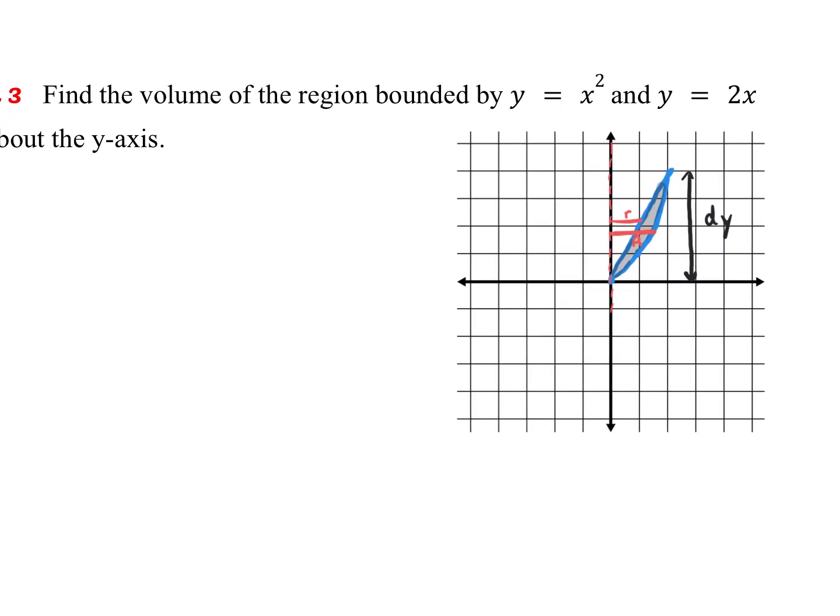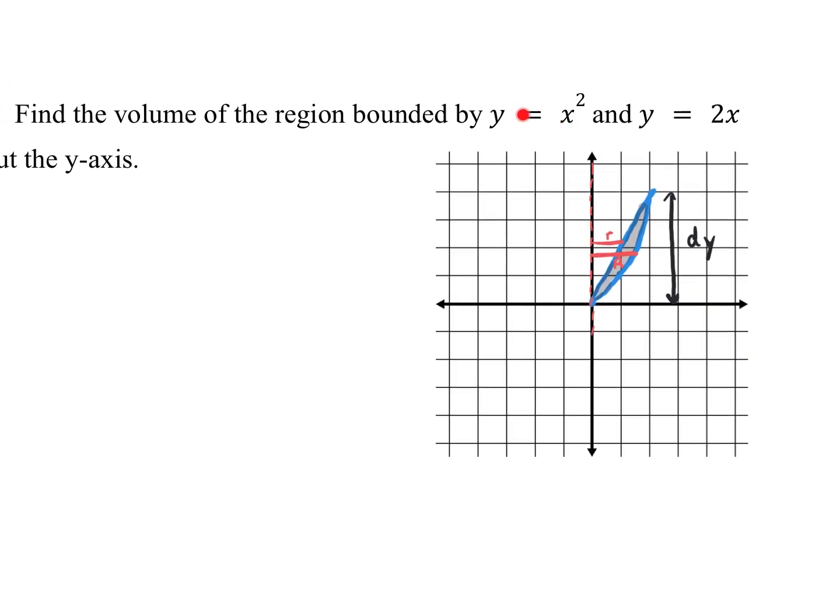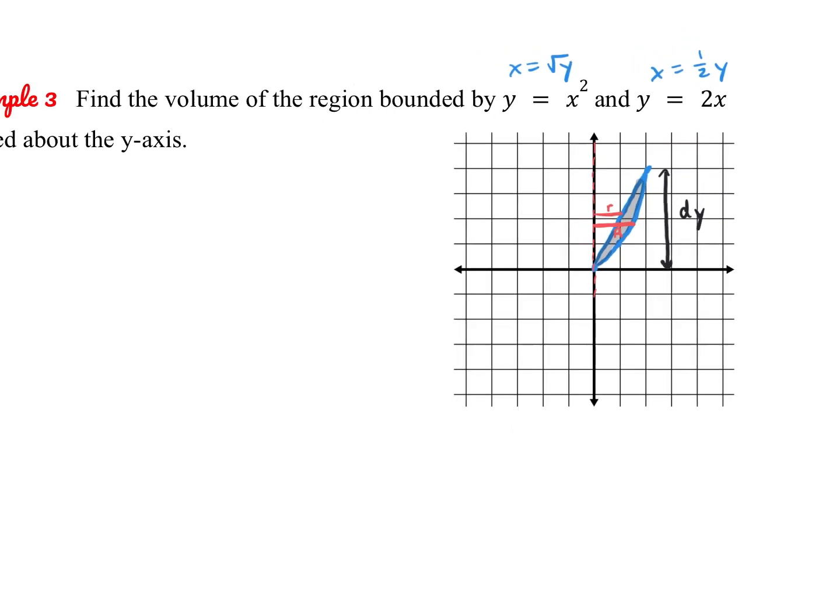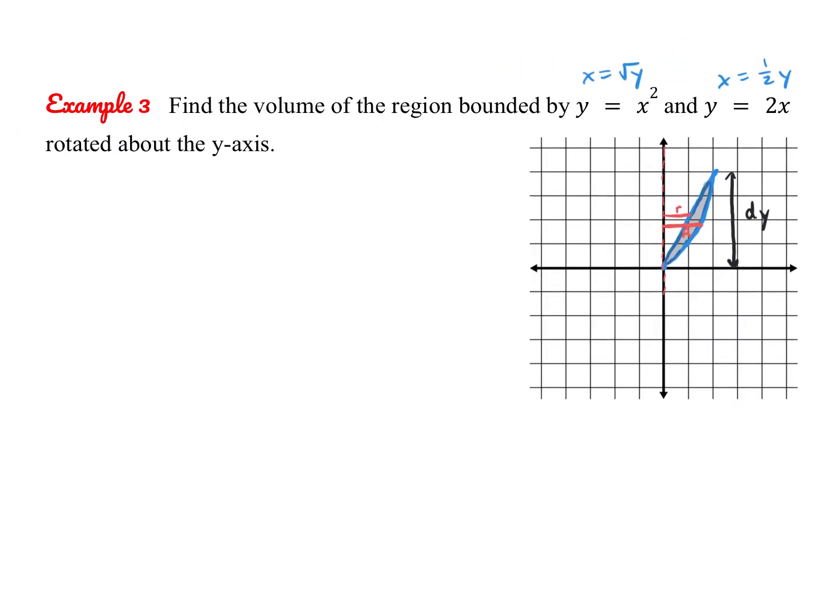That means that my equations also need to be with respect to y, which they're not. So we can fix that really quick. We can say x equals the square root of y, and it'll just be the positive square root of y because I'm just working with the positive half of this graph. And then we have x equals 1/2 y. So now both of my equations are with respect to y, so I am able to integrate with respect to y.